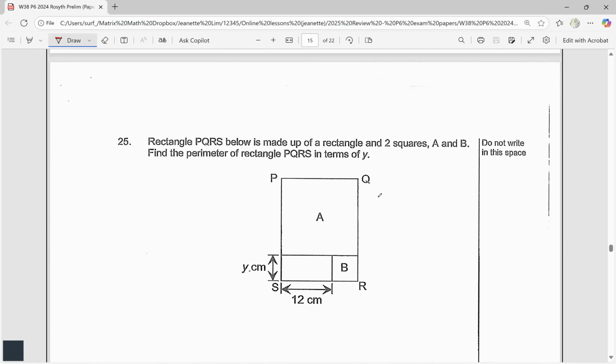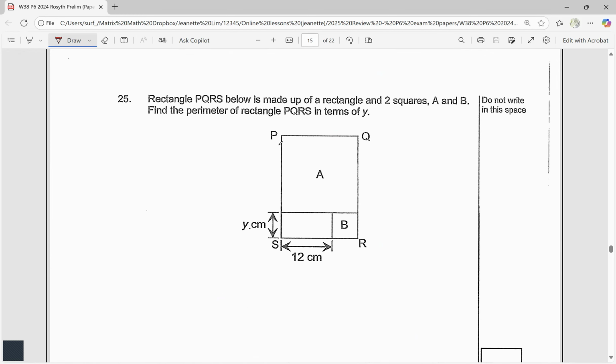Okay, question 25. Rectangle PQRS is made up of a rectangle and two squares A and B. Find the perimeter of the rectangle PQRS in terms of y. Okay, so we have this side here, y. So B is a square. This is y. This is y. This is y, 12 plus y. Since A is a square, so this is also 12 plus y. 12 plus y. Now we just need to add them up.